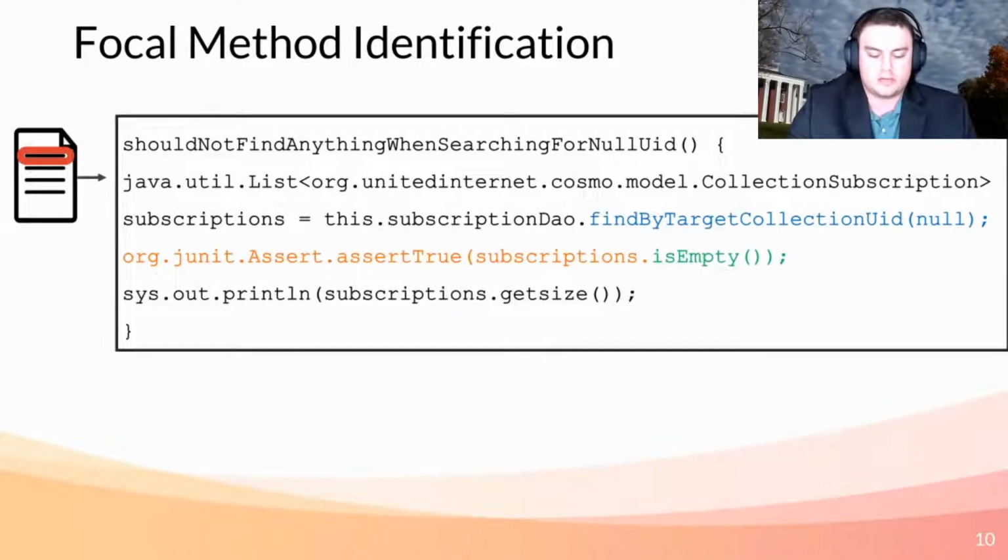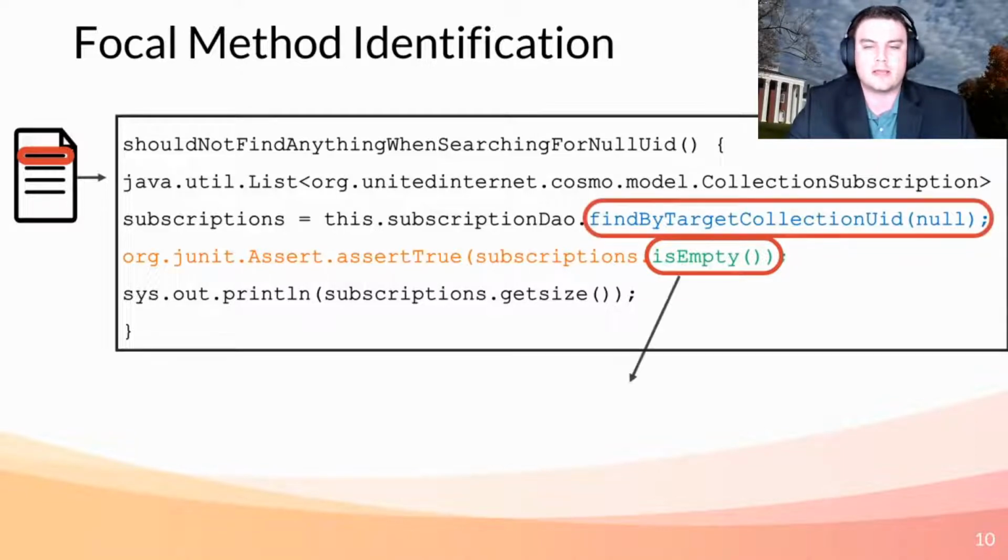In this example test method, we first identify the assert statement, and our first step is to identify the method invocation that is in closest proximity to that assert statement. Here we find that method is isEmpty. However, if isEmpty did not exist, we would find the previous closest method invocation to the assert statement, in this case, findByTargetCollectionUID.